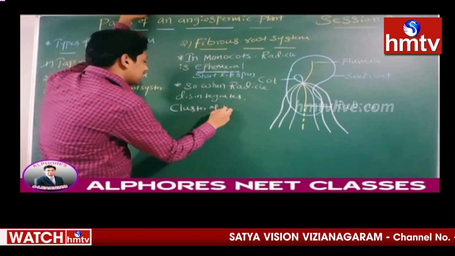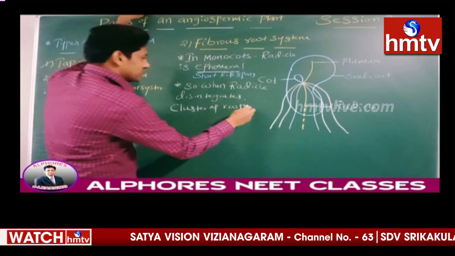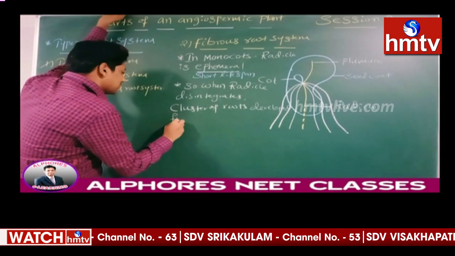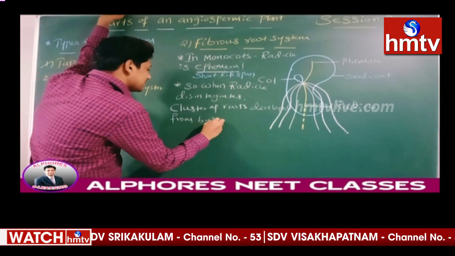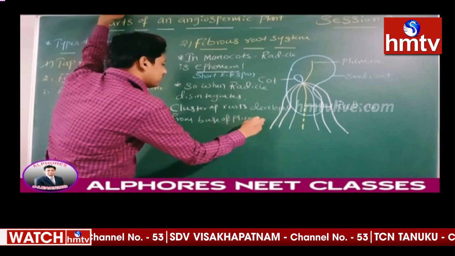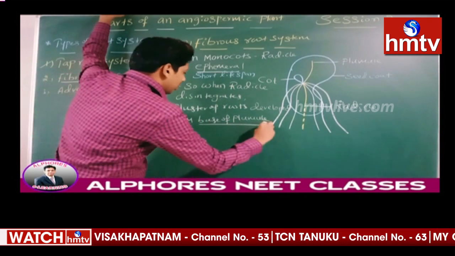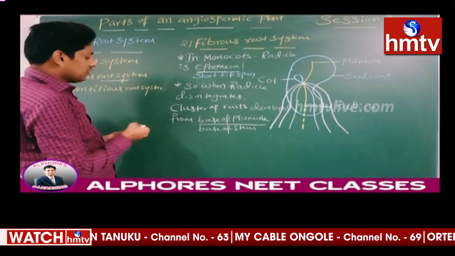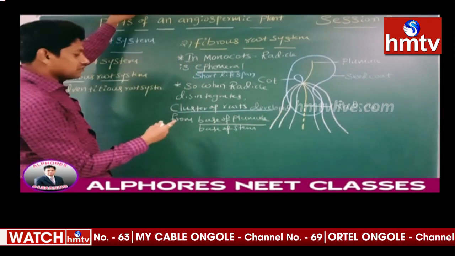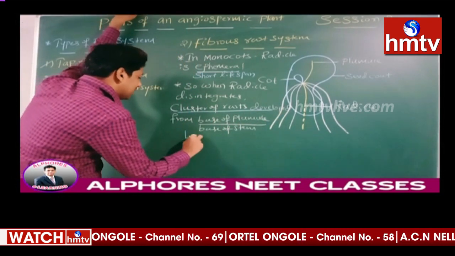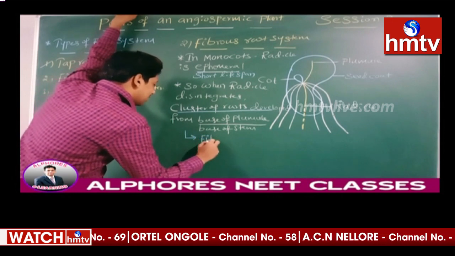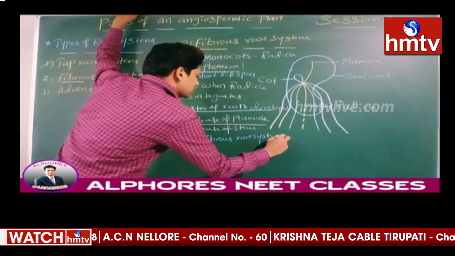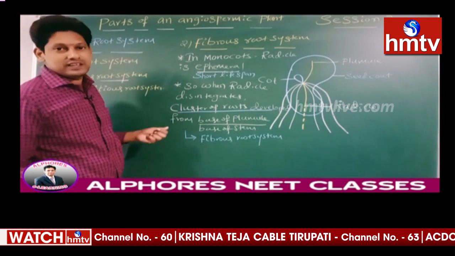A cluster of roots is developed. From where? From the base of the plumule, or the base of the stem. This cluster of roots developed from the base of the plumule or stem is called what? They are called the fibrous root system. They form which root system? The fibrous root system. Is this statement okay?